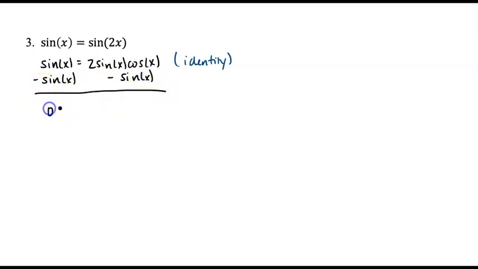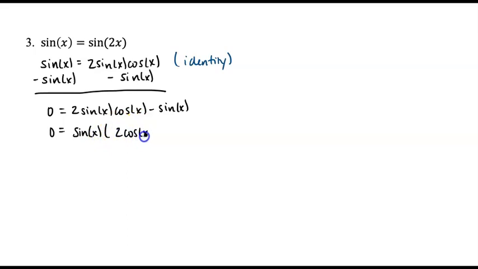We get 0 is equal to 2 sine of x cosine x minus sine of x. All right, and because I have a sine in both of my terms, I can factor out a sine. And so we've got sine of x times 2 times cosine of x minus 1.